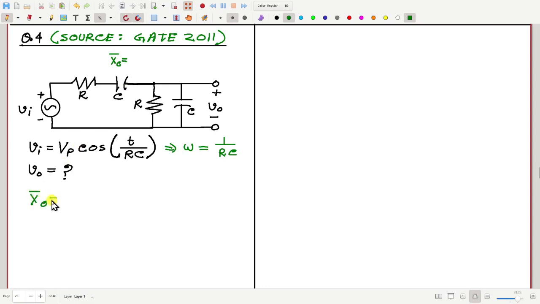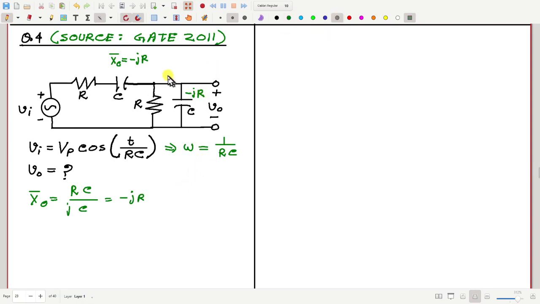Yes, you are right. So that will be 1 by J omega C, and omega is 1 by RC, so put RC above. That comes out to be minus JR. So this is minus JR, and this will also be minus JR.